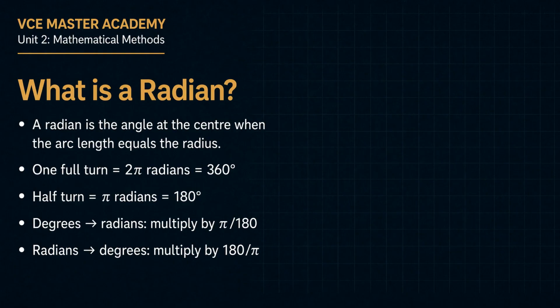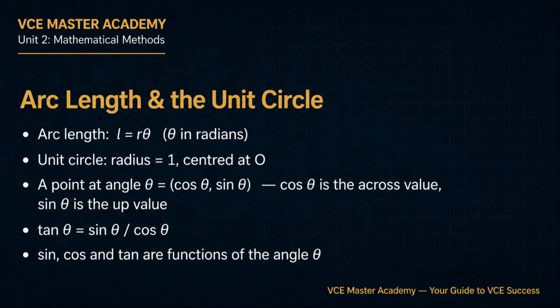So to switch between them, remember one line. Pi radians equals 180 degrees. To turn degrees into radians, multiply by pi over 180. To turn radians into degrees, multiply by 180 over pi. Easy swap. Now 2 more gifts from radians.